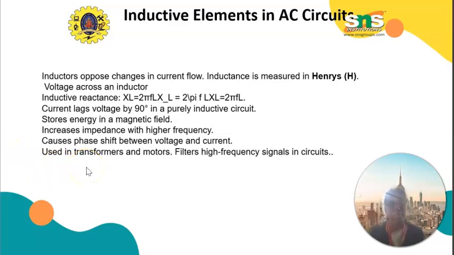Inductors oppose changes in current flow. Inductance is measured in henry. The inductive reactance XL is equal to 2 pi f L. Current lags voltage by 90 degrees in a purely inductive circuit. It stores energy in a magnetic field. It increases impedance with higher frequency. It causes a phase shift between voltage and current. It is used in transformers and motors, and filters high frequency signals in circuits.